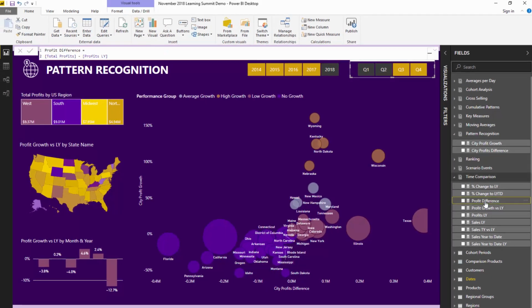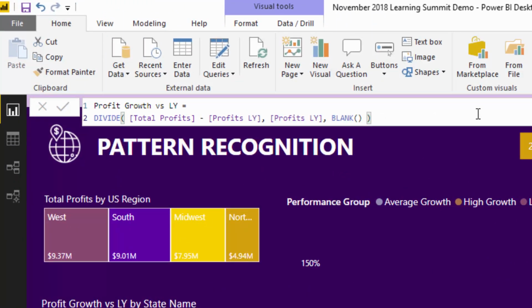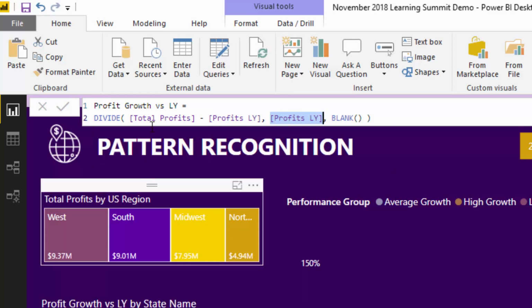But then, I've got my profit difference, and I want to work out my profit growth versus last year. If you think through this logically, it's relatively simple, because all I want to do is calculate my total profits minus my profits last year and then divide it by the profits we made last year. That's going to give us the profit growth that we have achieved, based on our last year results. So if we made exactly the same profits that we made last year, total profits minus profits last year equals zero, and then we would divide that by profits last year, and we would have zero growth, because of the zero in the numerator.